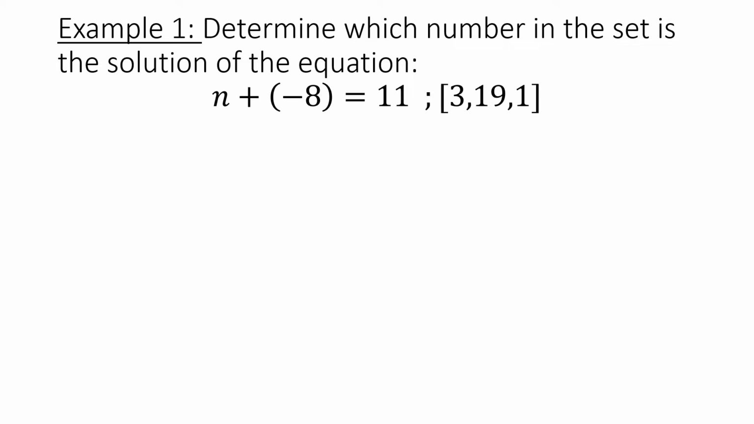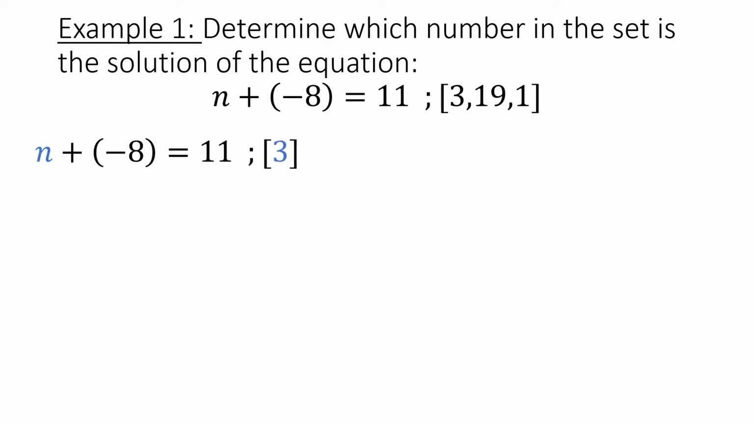And so the great thing about algebra, and what I love about it so much, is that a lot of times you don't even need to know how to actually do algebra to figure out what the right answer is. And so here we're going to substitute in each of the numbers 3, 19, and 1 for n, and we want to get 11 to be our answer. And so whichever one gives us 11, that is going to be our answer.